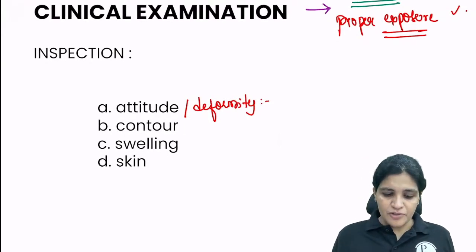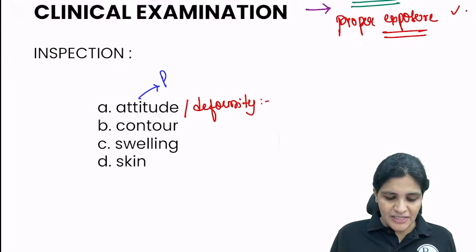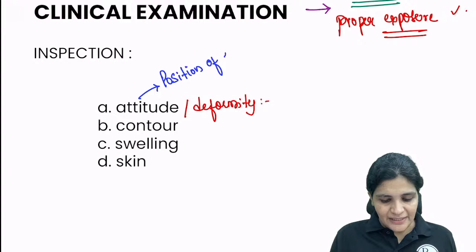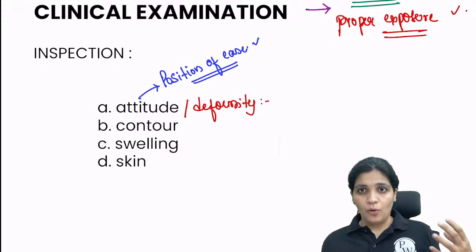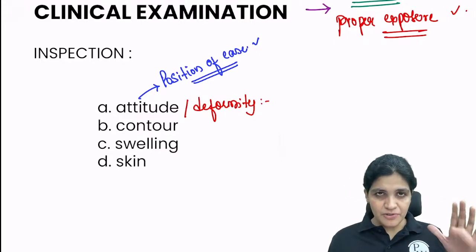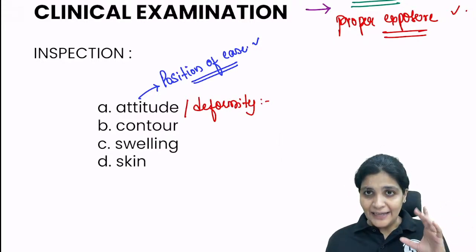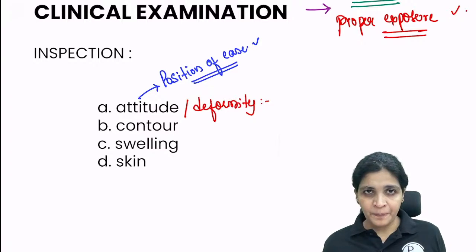Yes, it is the position of ease. So just tell, attitude is nothing but position of ease. You can also tell it is the position of rest. And what is the main difference between the attitude and the deformity? So it is a position of rest. Yes, but can it be easily corrected?